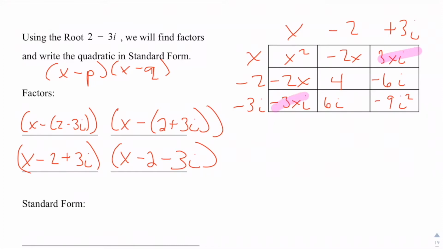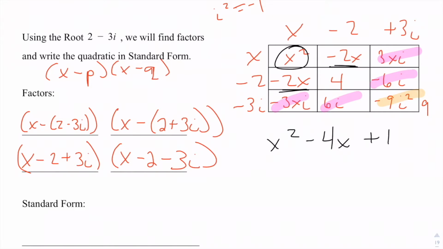This term and this term, combining like terms, cancels, as does this term and this term. And then we know because i squared equals negative 1 that this term is now just positive 9. Now if we combine our like terms, we get x squared minus 4x from this negative 2x and this negative 2x, plus 13 from this 4 and this 9. So our standard form of this quadratic equation is x squared minus 4x plus 13.